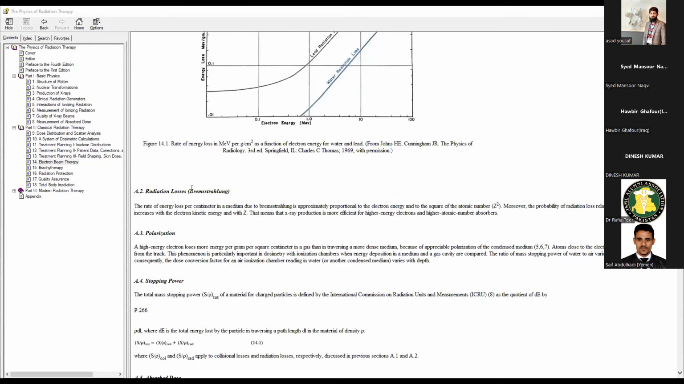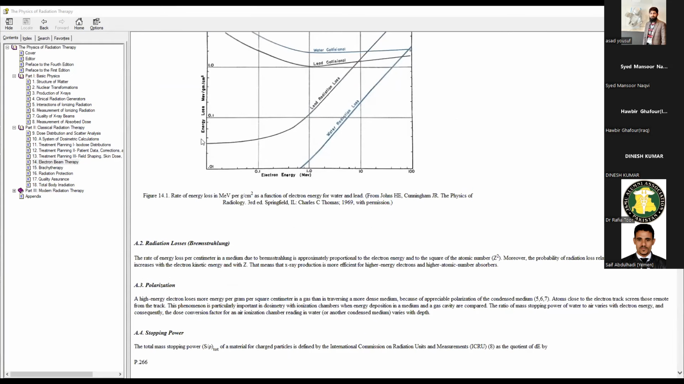So the radiative losses are high in lead as compared to water. The rate of energy loss per centimeter in a medium due to Bremsstrahlung is approximately proportional to the electron energy. So the higher the electron energy, the higher the Bremsstrahlung losses.